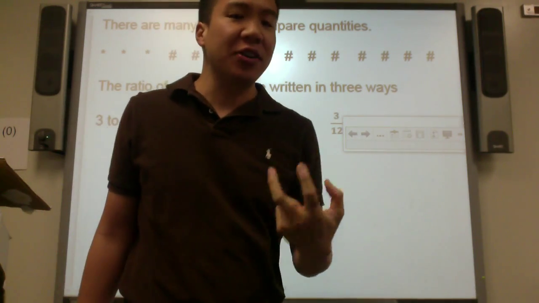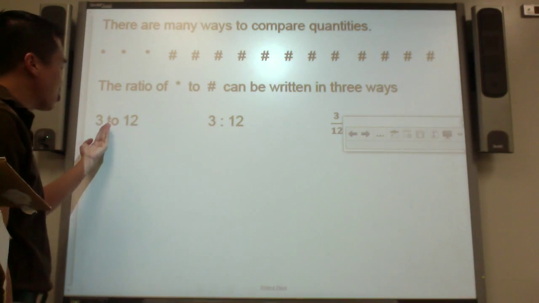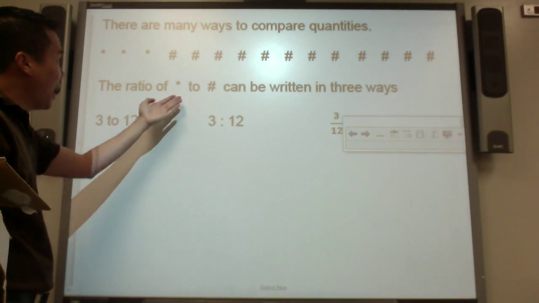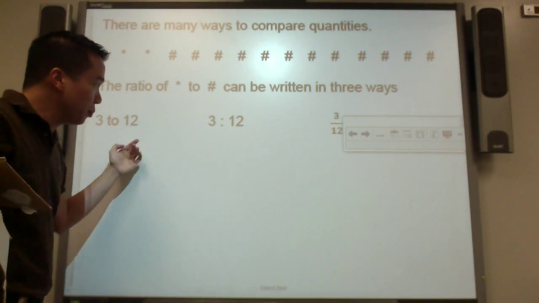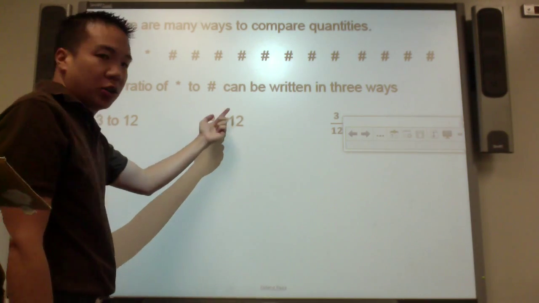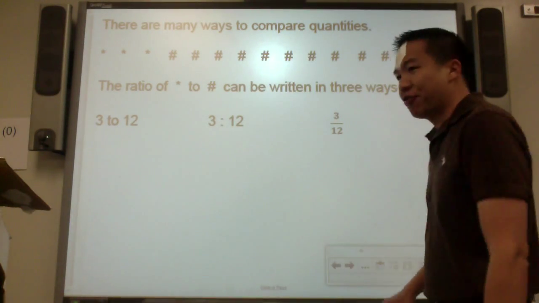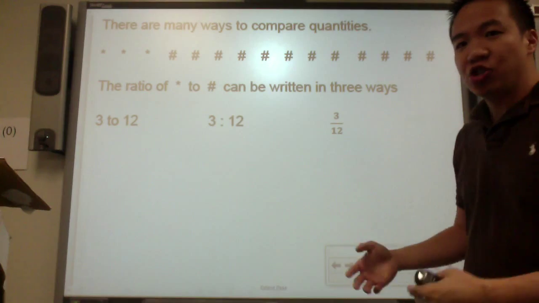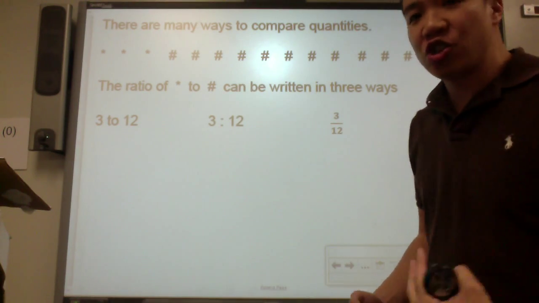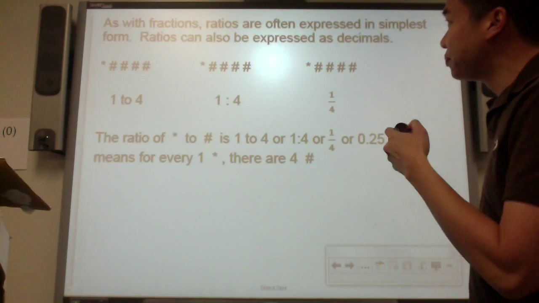So we can compare these two values. We can compare it as there are 3 asterisks to every 12 number symbols. We can write it with the colon symbol. There are 3 asterisk colon to 12 number symbols. Or we can write it as a fractional part. The ratio is another way to say fraction. There are 3 asterisk to 12 number symbol.